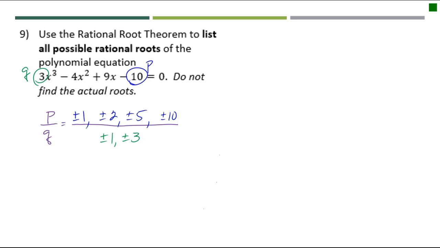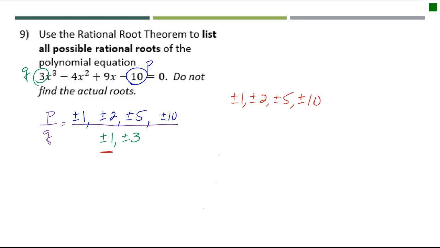So the first thing I'm going to do is I'm going to take all the blue numbers and I'm going to divide them by 1. Now if I divide a number by 1, it's not going to change anything. So I'm just going to basically copy down the list. 1, 2, 5, and 10.